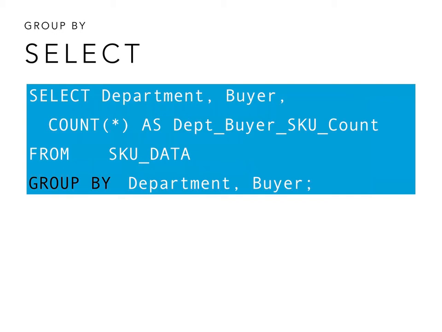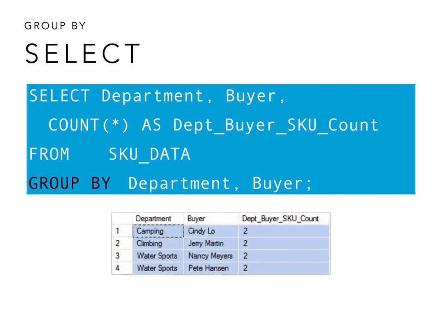So in this case, we're selecting department, buyer, and count star, that's the count, and we're calling it department buyer SKU count from SKU data. We're grouping them by department, comma, buyer. So what we get from this is the number of times that we have Cindy Lou from camping. So that happens twice. It looks like they all happen twice. Jerry Martin and climbing happens twice. So we've smushed down those counts to just happening over department buyer combinations.